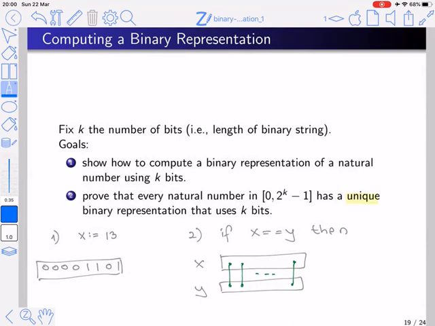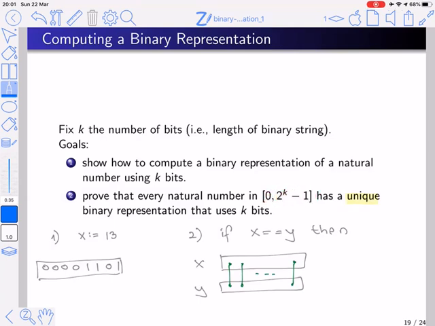We now want to address the following problem. Suppose I have a fixed budget of k bits. This is the length of the binary strings that I'm willing to have. And now I want to deal with two questions. First question is, how do I compute the binary representation of a natural number using a string that has k bits? And the second question I have is, can I prove that there is a unique binary representation that uses k bits to every number in the range between 0 and 2 to the k minus 1?